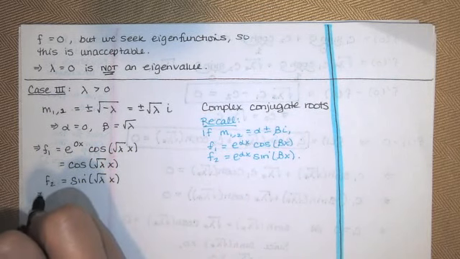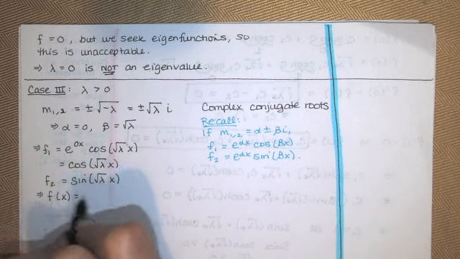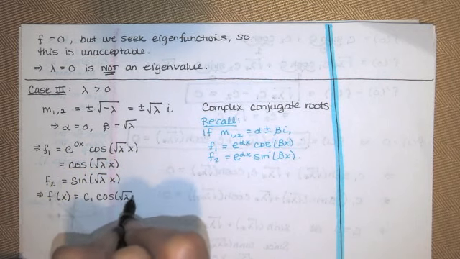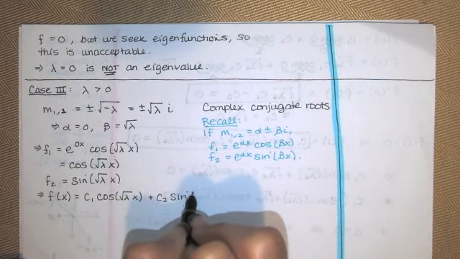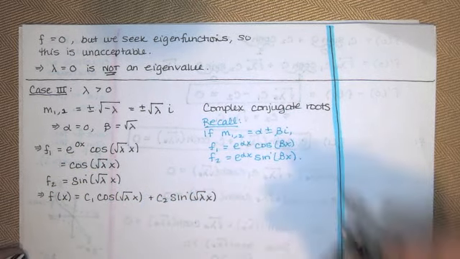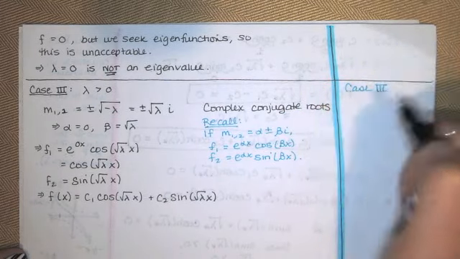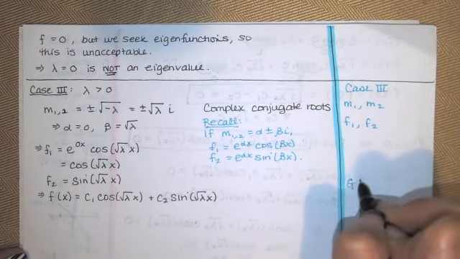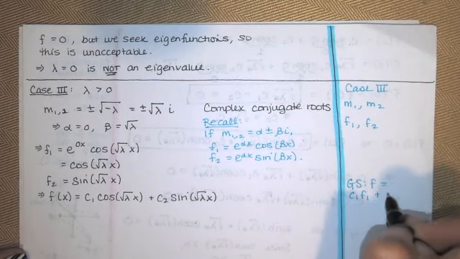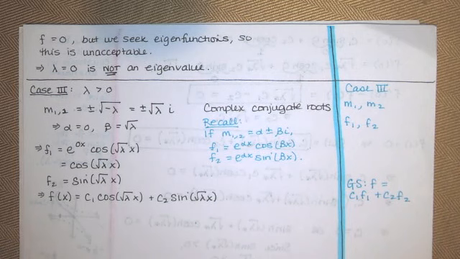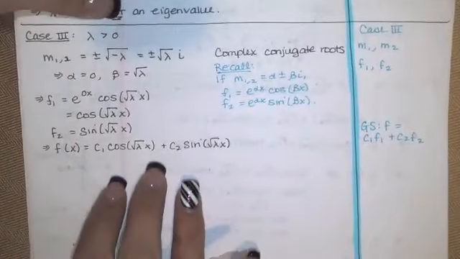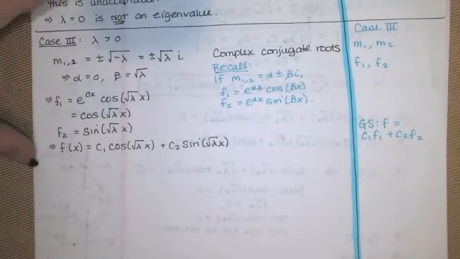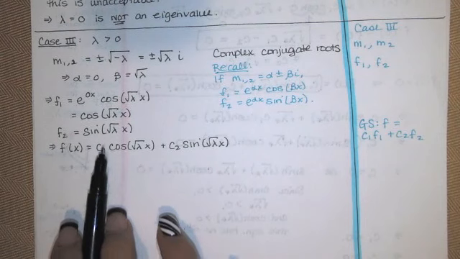All right, so you've got F1 and F2. And that means your general solution is C1 times F1 plus C2 times F2. You want to find your M values, find F1 and F2, construct the general solution. All right, now after you've done all of that, you say, okay, I'm not just looking for the general solution of that second order differential equation. What I'm looking for are eigenfunctions. I want solutions that have this form that satisfy these boundary conditions.